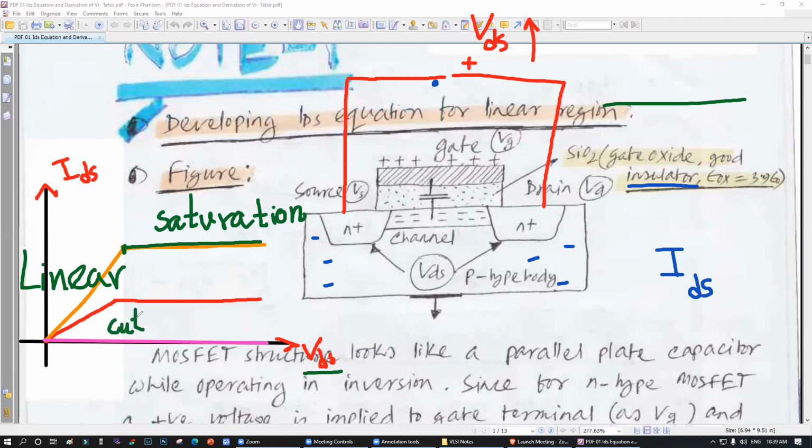Yes. That region is called cutoff. Cutoff means the current is cut off, there is no current. Yes. That region is called the cutoff region. Now this characteristics curve is for your.